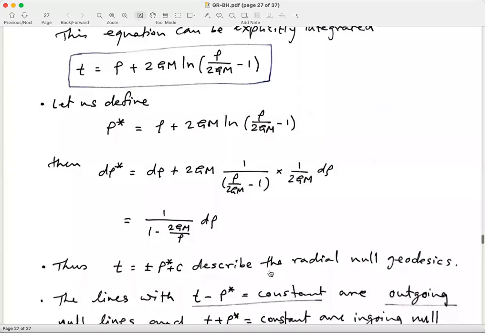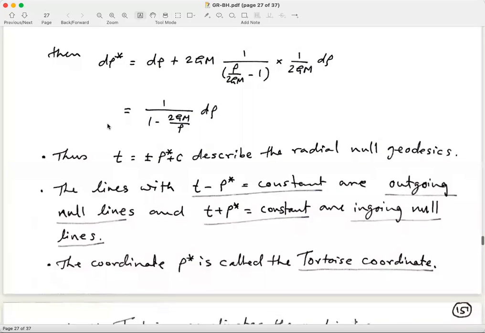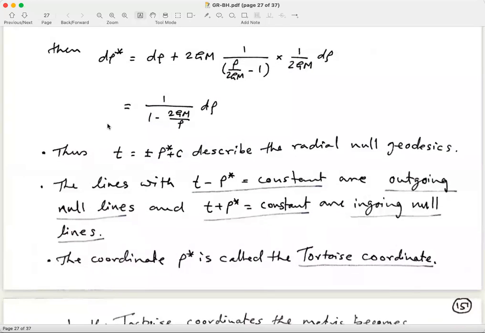Now notice one thing: when rho is equal to 2GM, then rho star is equal to minus infinity. Because although this quantity is 2GM, this quantity is log of 1 minus 1, which is log of 0, is minus infinity. So the range of rho from 2GM to infinity gets mapped to the range of rho star from minus infinity to plus infinity. Therefore, only the region outside rho equals 2GM is the domain in which rho star is defined. And that is the reason why rho star is typically called the tortoise coordinate.